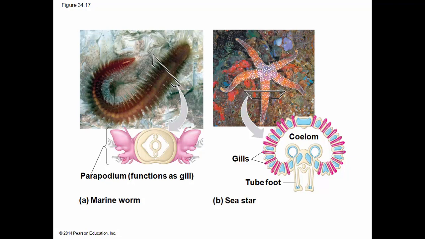In the sea star, the gills are simple tubular projections under the skin. The hollow core of each gill is an extension of the coelom, the body cavity. Gas exchange occurs by diffusion across the gill surfaces, and fluid in the coelom circulates in and out of the gills, aiding gas transport. The surfaces of a sea star's tube feet also function in gas exchange.